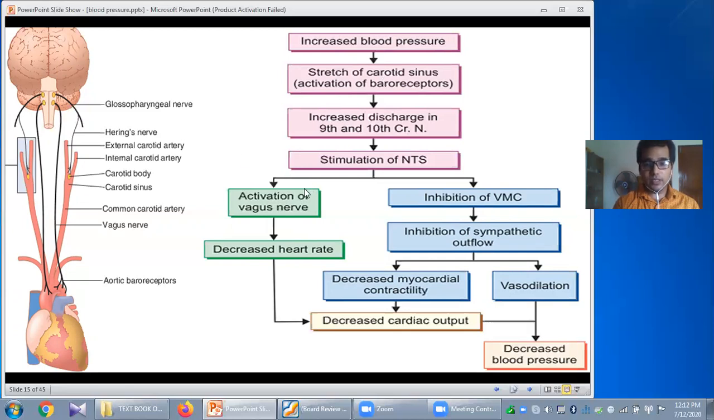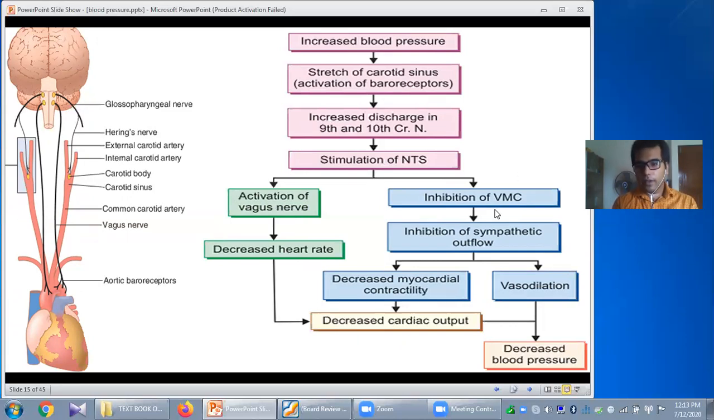In response to elevated blood pressure, there will be activation of the cardio-inhibitory area, or activation of the vagus nerve, because the nucleus tractus solitarius, as I have already told you, sends a stimulatory signal to this vagal center, that is the dorsal nucleus of the vagus and nucleus ambiguus. So what will happen if the vagal activity increases? That will decrease the heart rate and decrease the cardiac output.